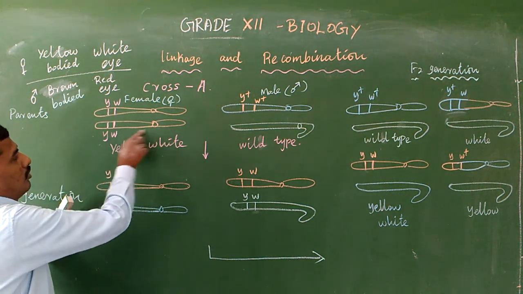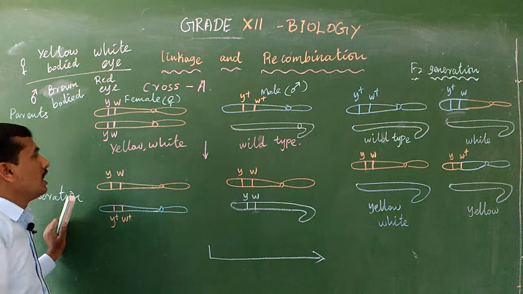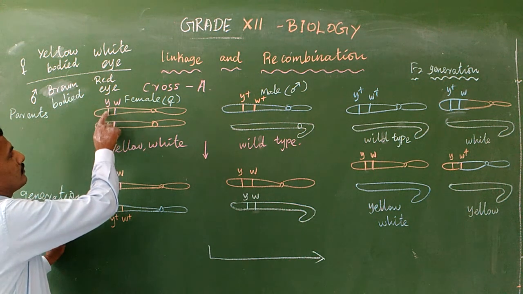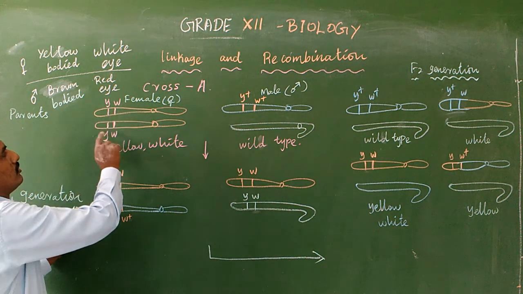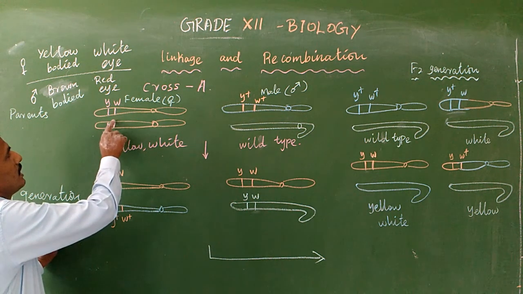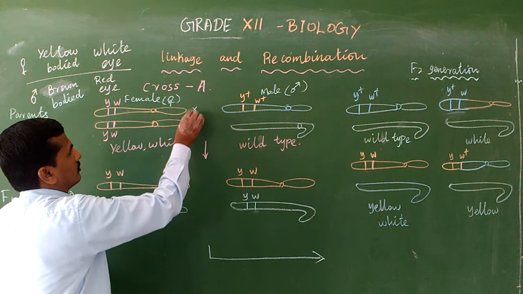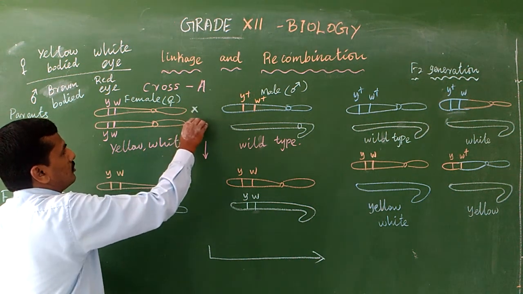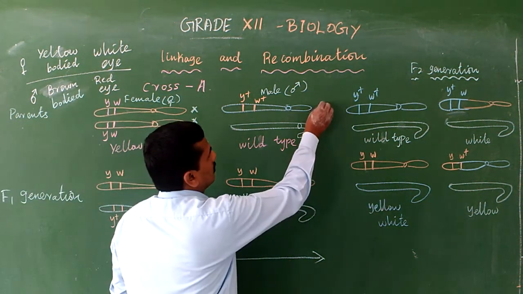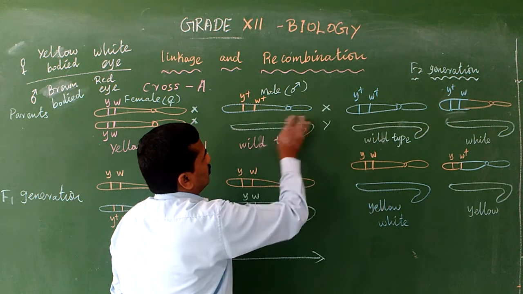So this is a chromosome. In the chromosomes, genes are present, we know. The yellow body character is controlled by this gene and the white eye character is controlled by this gene. Here also yellow body is controlled by this gene, and here also white eye is controlled by this gene. These are two chromosomes, XX. Normally we know the X chromosome is a sex chromosome, and two X chromosomes are present in the female. In the male the sex chromosomes are X and Y. This is the X chromosome, this is the Y chromosome.